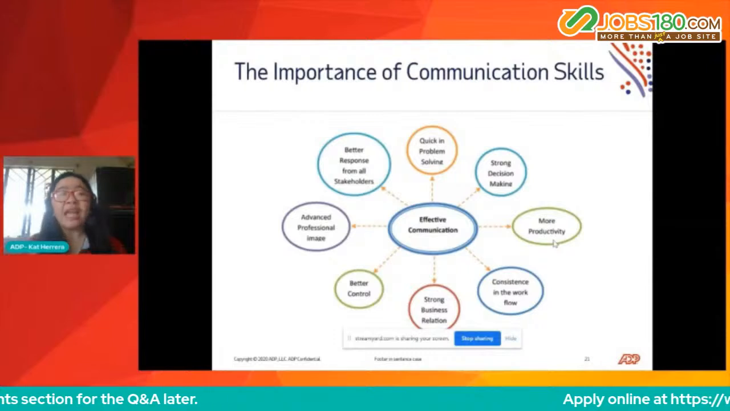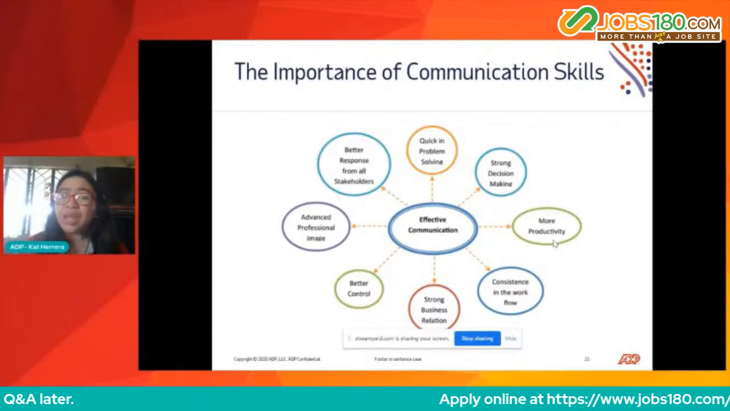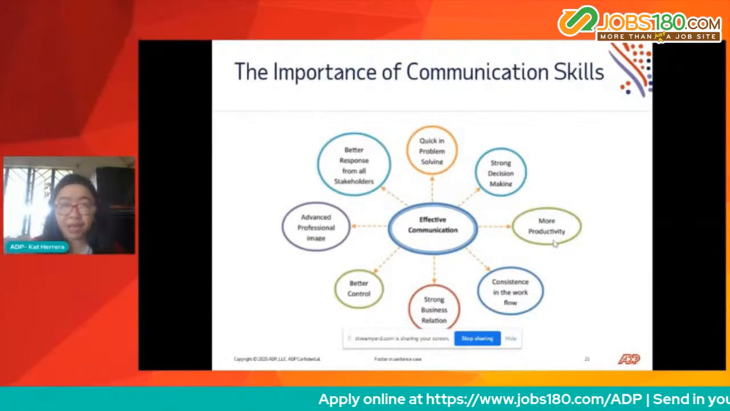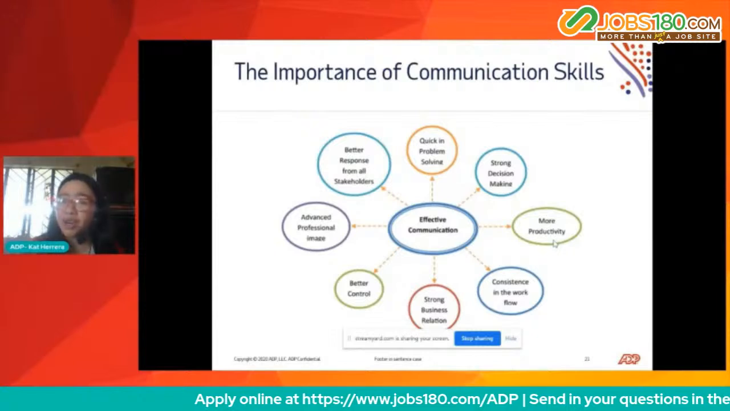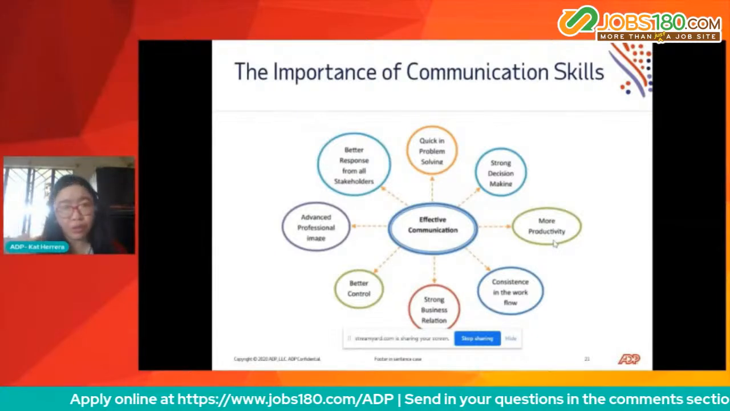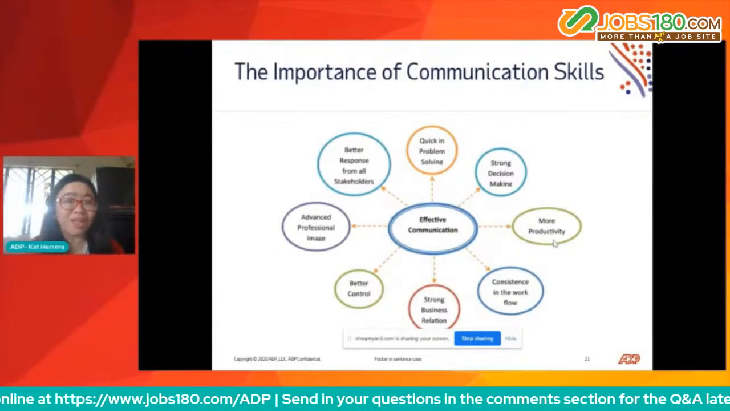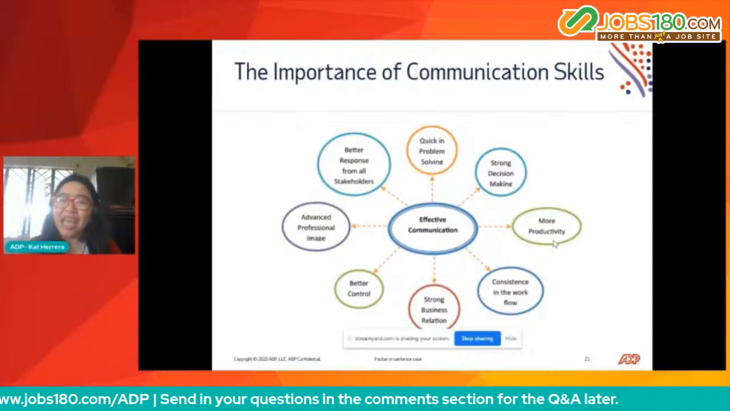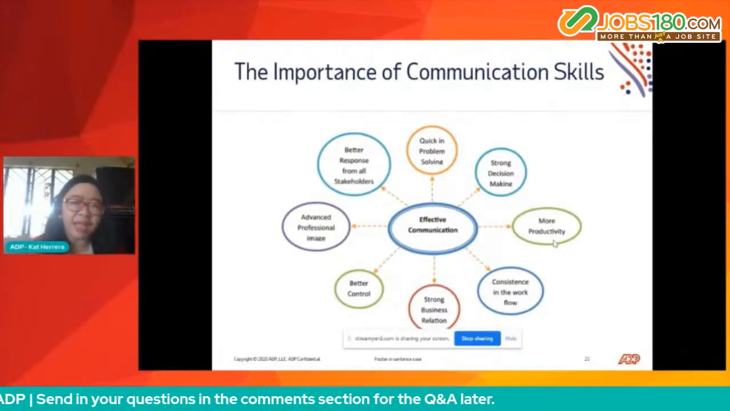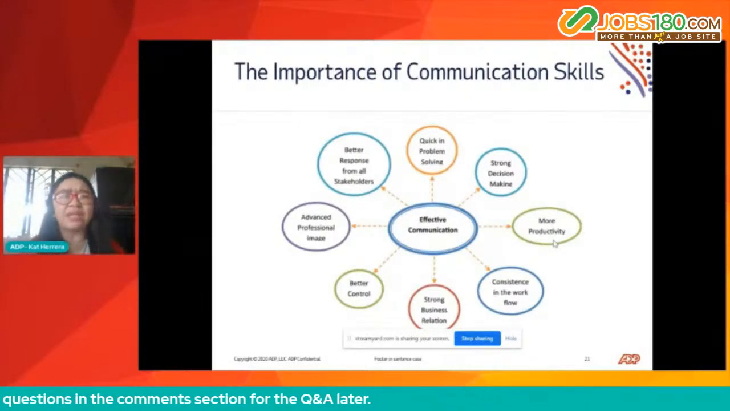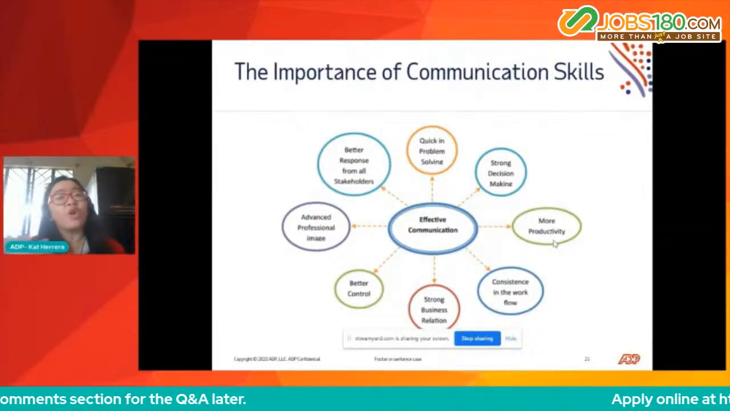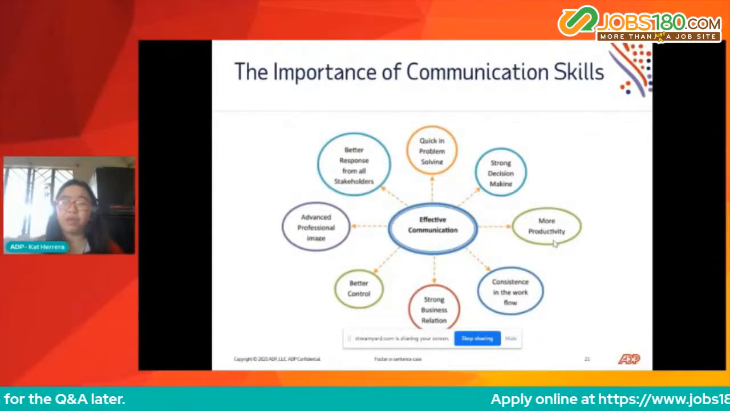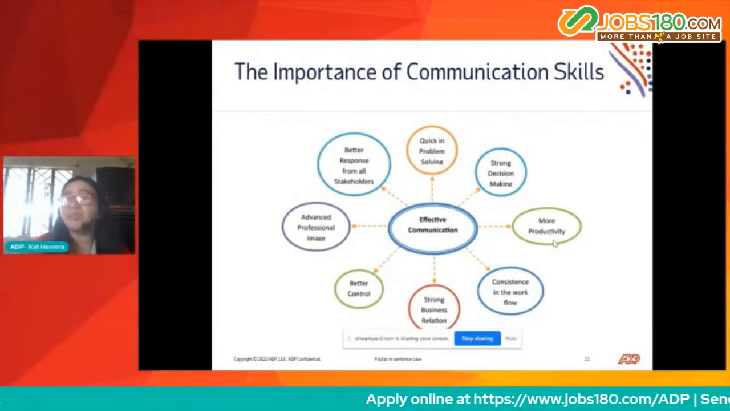Because you know what? If you are a great speaker, you would have a fabulous reputation. People would admire you, people would look up to you. And thus, you are able to build your network, right? You have better control of everything in your surroundings, yes, be it personally at home or at work. Definitely you'd have better control if you can communicate it better.